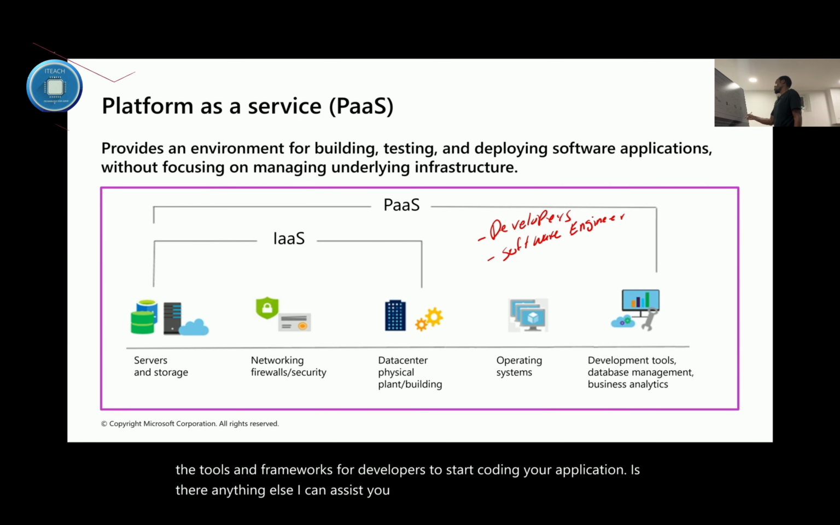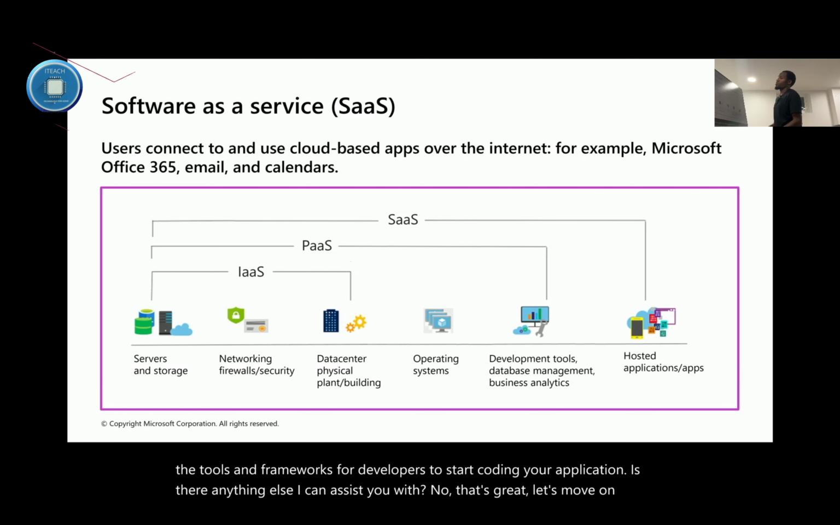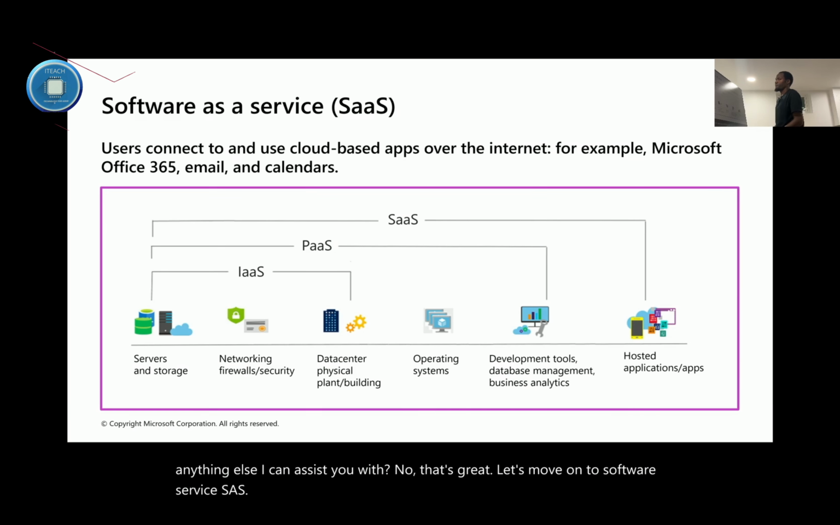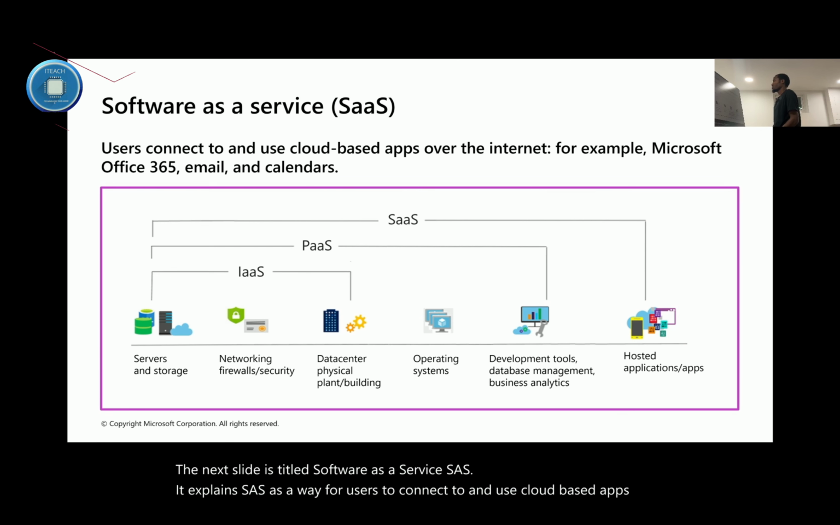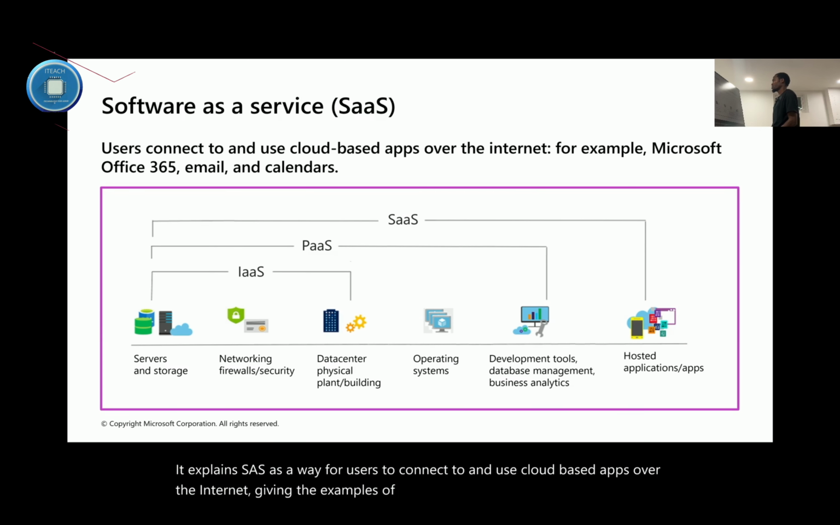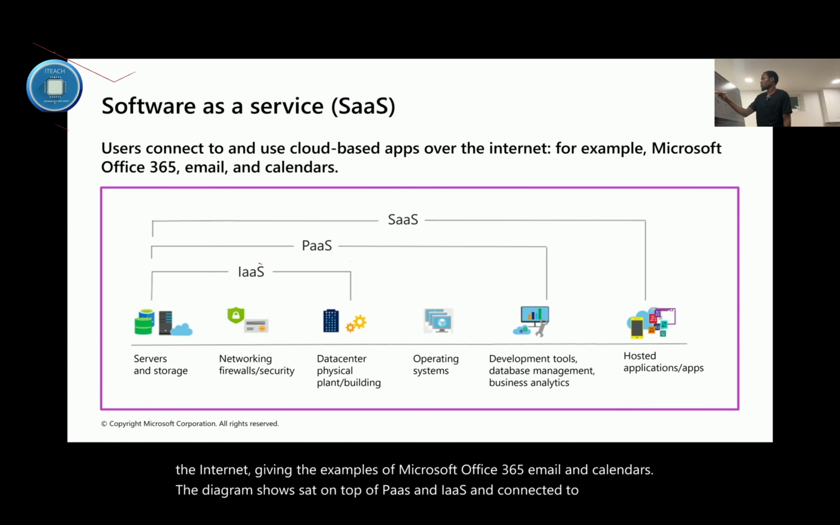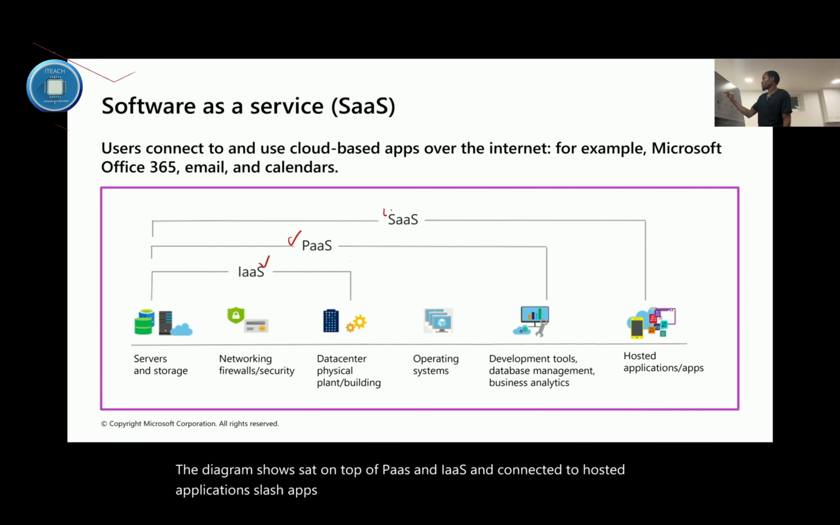Is there anything else I can assist you with? No, that's great. Let's move on to Software as a Service, SaaS. The next slide is titled Software as a Service, SaaS. It explains SaaS as a way for users to connect to and use cloud-based apps over the internet, giving the examples of Microsoft Office 365, email, and calendars. The diagram shows SaaS on top of PaaS and IaaS and connected to hosted applications/apps.